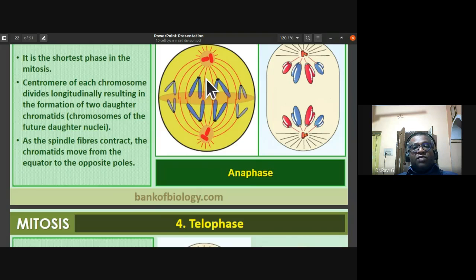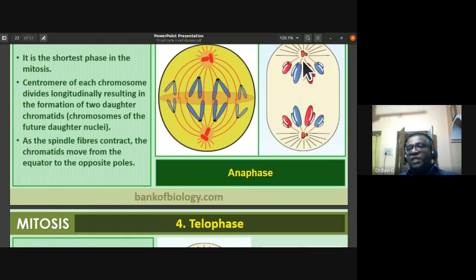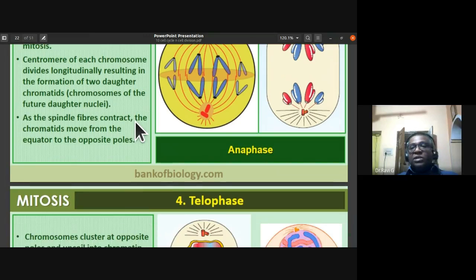As the spindle fibers contract, the chromatids move away from the equator to the opposite poles. This is early anaphase, where you can see they are almost at the equatorial plate, or metaphase plate. In the late phase, the contraction of the spindle fibers leads to the chromatids moving away from the equatorial plate towards the opposite poles.